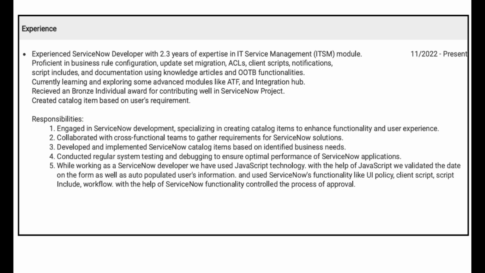Can you tell me the types of business rules we have? Yeah, there are four types of business rule: async, display, after, before. Do you know what is an async business rule? Yeah, an async business rule will run after the record is updated or deleted.